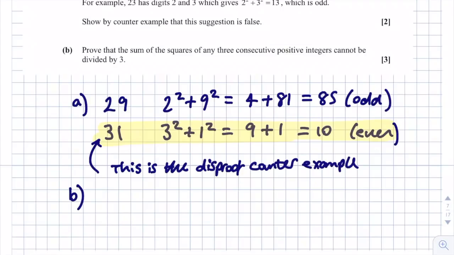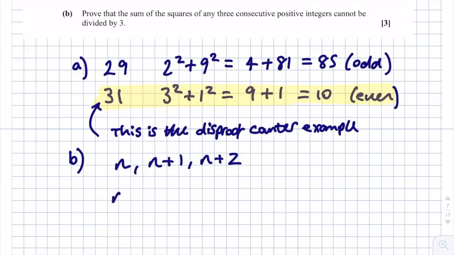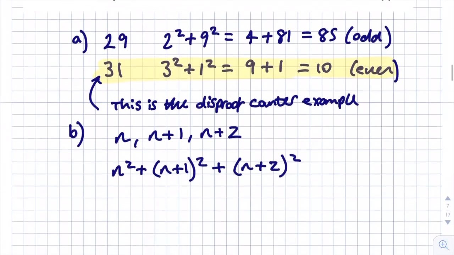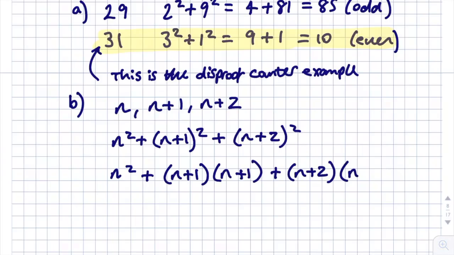Part B says prove that the sum of the squares of any 3 consecutive positive integers cannot be divided by 3. So if we take 3 consecutive positive integers and call them n, n plus 1 and n plus 2, and square them and add them together, we get n squared plus n plus 1 all squared plus n plus 2 all squared. Now if we simplify this, we get n squared plus n plus 1 multiplied by n plus 1 plus n plus 2 multiplied by n plus 2.